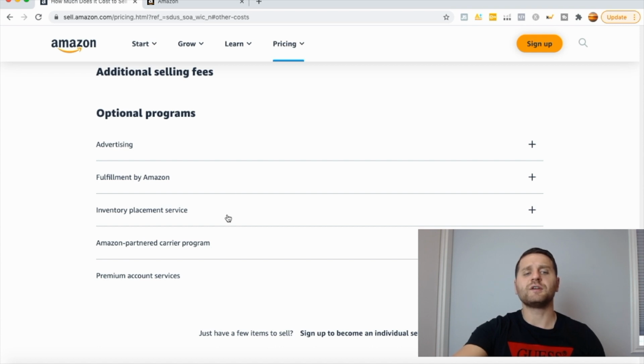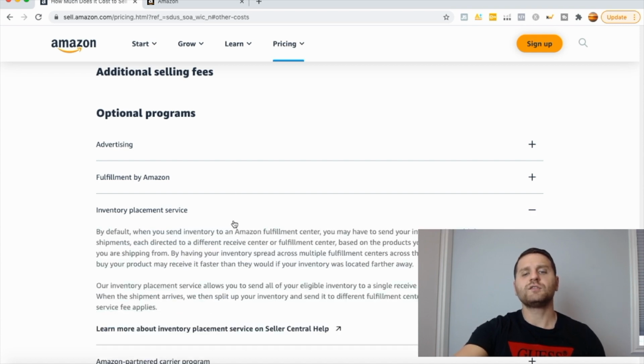The next one is the inventory placement service. This is basically telling Amazon to place your inventory in one specific warehouse instead of multiple different warehouses. So when your product arrives at one specific warehouse, it will stay in that warehouse instead of Amazon spreading out your inventory into multiple different warehouses for easy reach to customers. You will get a per unit service fee if you turn on the inventory placement service.